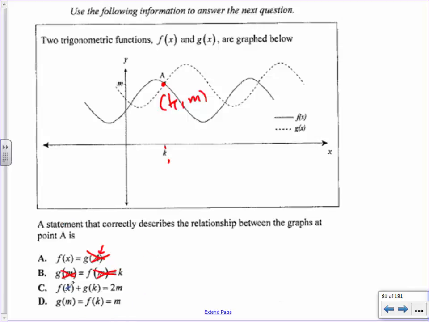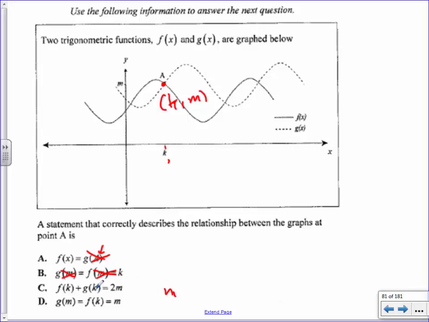Okay, here's one that might work. F of K. Can you do F of K? F of K means what is the Y value when the graph is K? K is a number you can plug in. What is the Y value at that point? I would say it's M. Does that make sense? On the first graph, if you plug in K, you get back M. So that's supposed to be M.